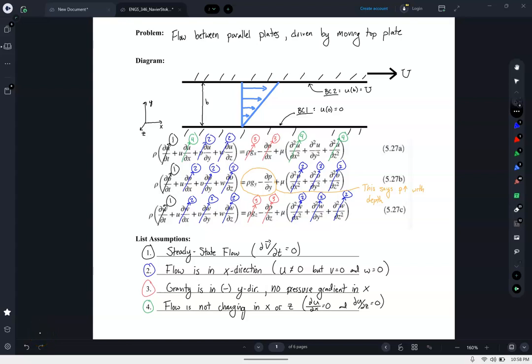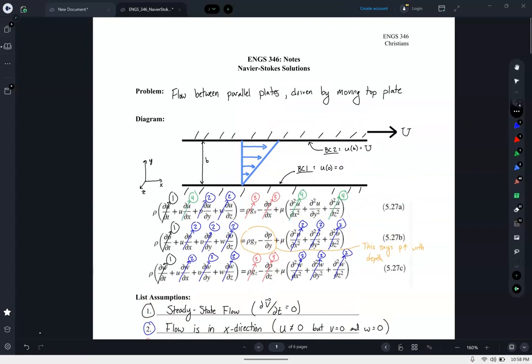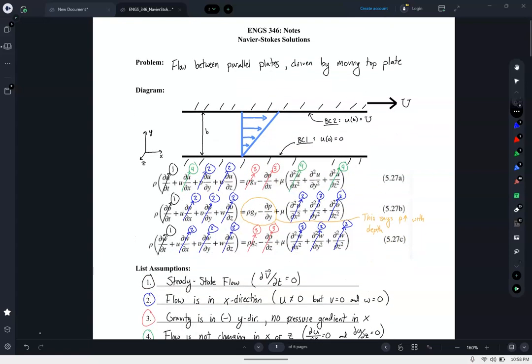So what we're going to be doing in this video is going over a few more example problems of using the Navier-Stokes equation to predict what flows are going to look like. The first example that we looked at was flow between parallel plates, a really simple flow profile where the flow is driven by the motion of the top plate. So we've described this before.